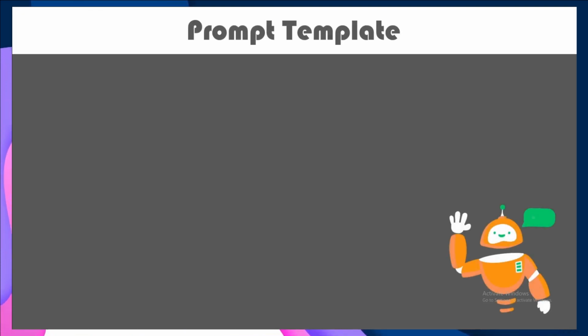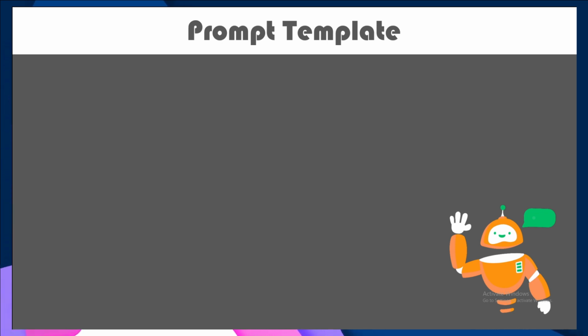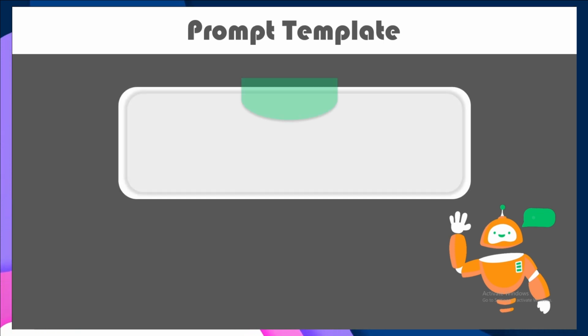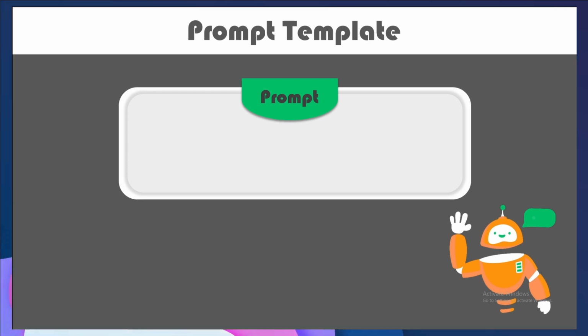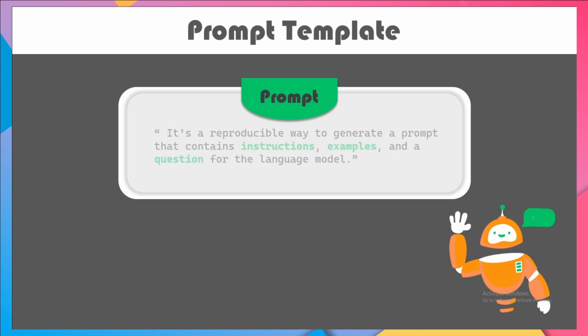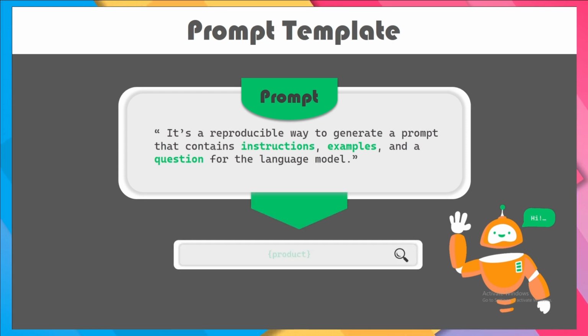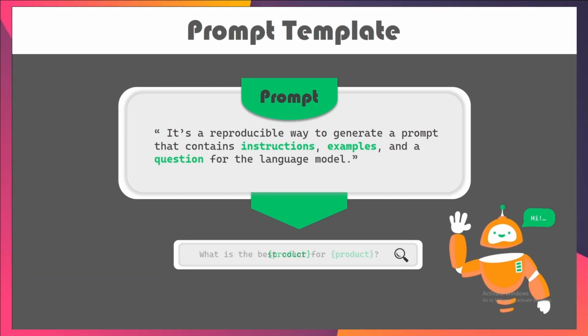In this tutorial, we will learn how to use the prompt template in the Langchain framework. So, prompt template allows you to create and format prompts for natural language. It's a reproducible way to generate a prompt that contains instructions, examples, and definitely a question for the language model. It consists of two parts, the input variables and a text template.